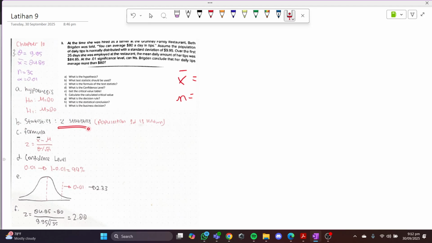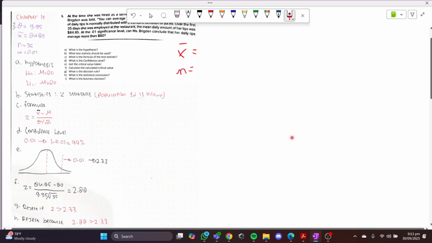Like I said before, it's Z statistics because you know the population standard deviation. Now for the formula, you have to memorize this or just print it out. The confidence level is 99%. It's from this one: 1 minus 0.01 is 0.99. And for E, according to the answer sheet, you have to draw the critical value table. On the answer sheet, it's a drawing of the graph.